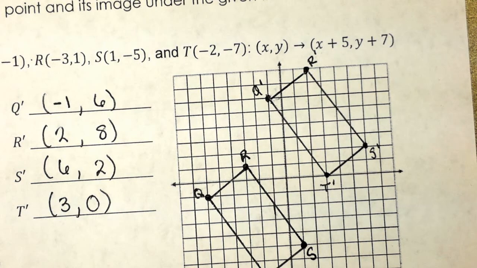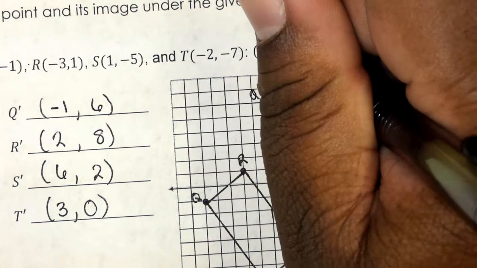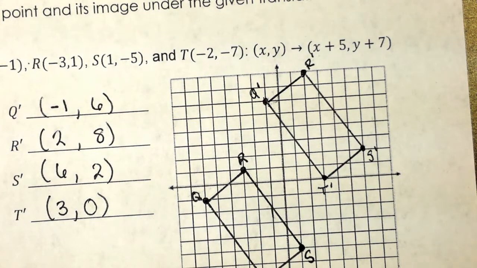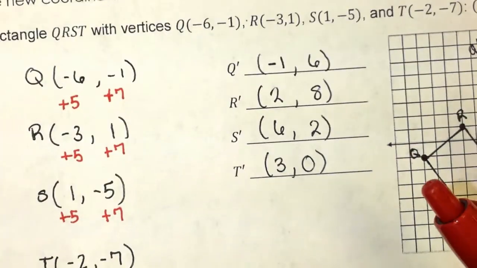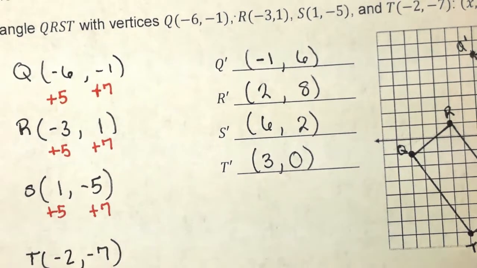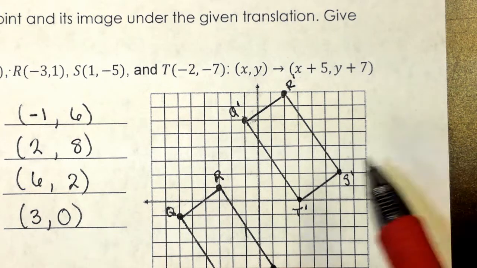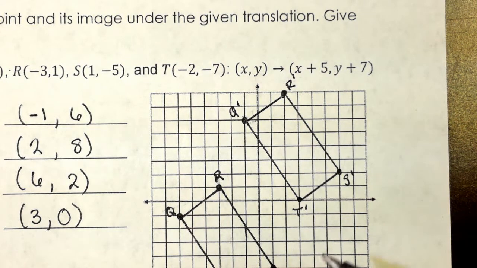So that should be your image after the translation (x + 5, y + 7). Now you can do it using math like I did. I do this only when my numbers are bigger like these, because sometimes we give y'all some crazy numbers. We'll say x plus 10, y minus 14 or something. That's a lot of stuff to count on the graph.